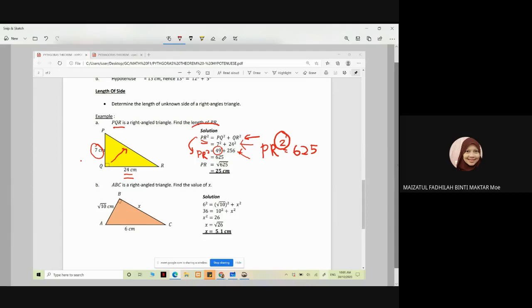A power of 2, when you bring it to the other side, will become either the square root or the cube root, depending on the power. So this is a power of 2. When you bring it to the other side, it will become the square root of 625. Right, so use your calculator. You will find PR equals 25. What unit? See back on the diagram, so write down the unit.